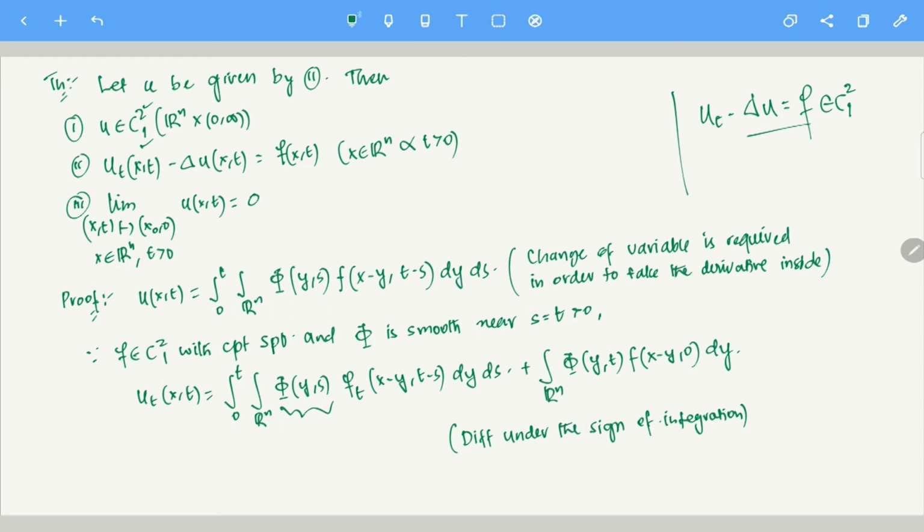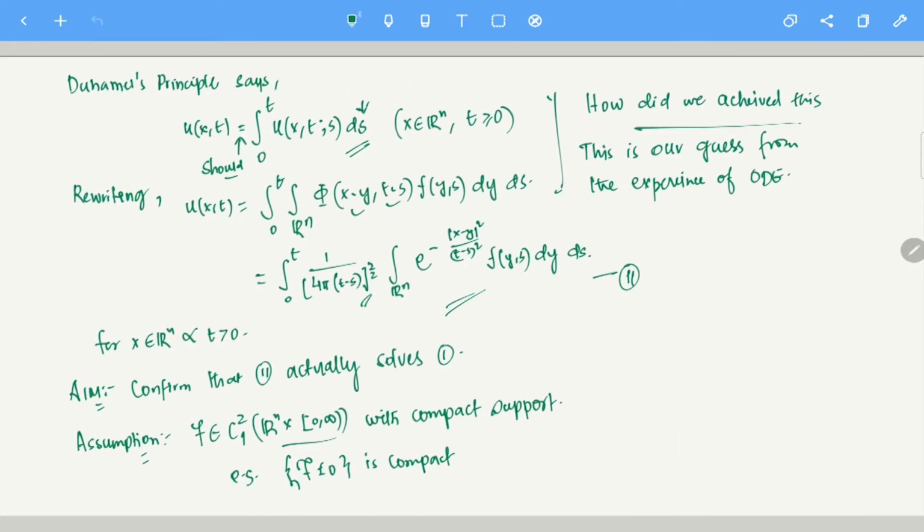what am I doing here? As I told you, phi has a singularity, right? Phi has a singularity, and you see this formula here, phi has a singularity when x equals y. This x and t is fixed, right? Yes. And this y is varying in Rn. So at some point x is going to be y and t is going to be s, right?